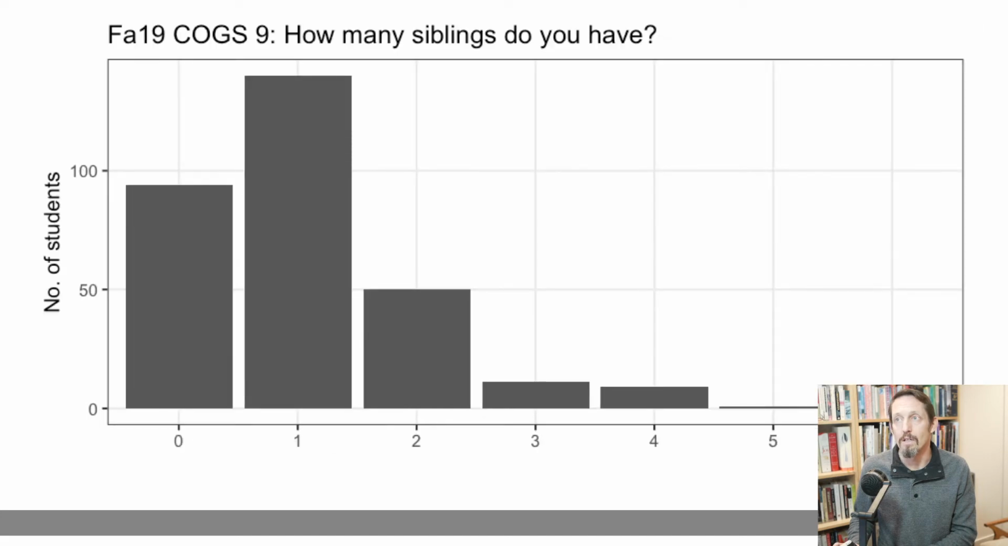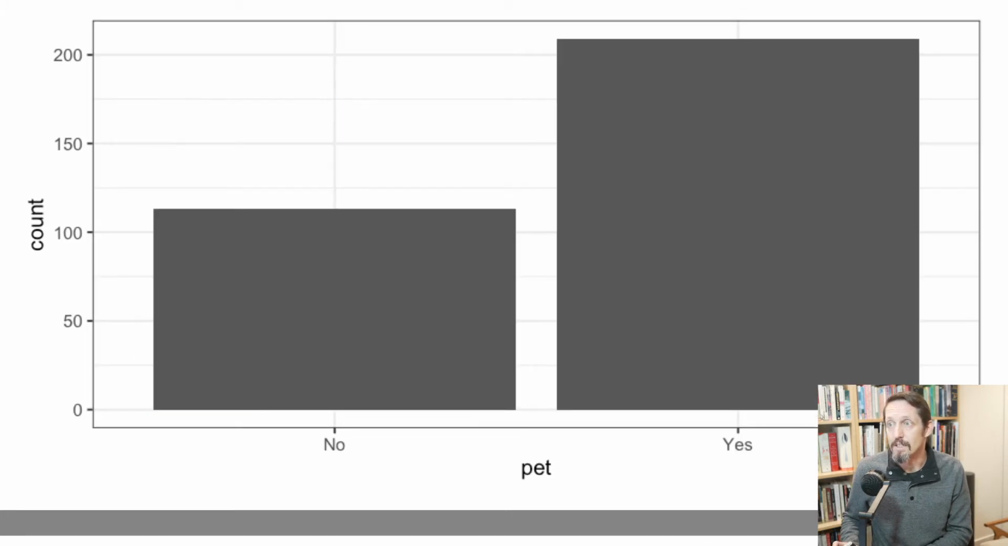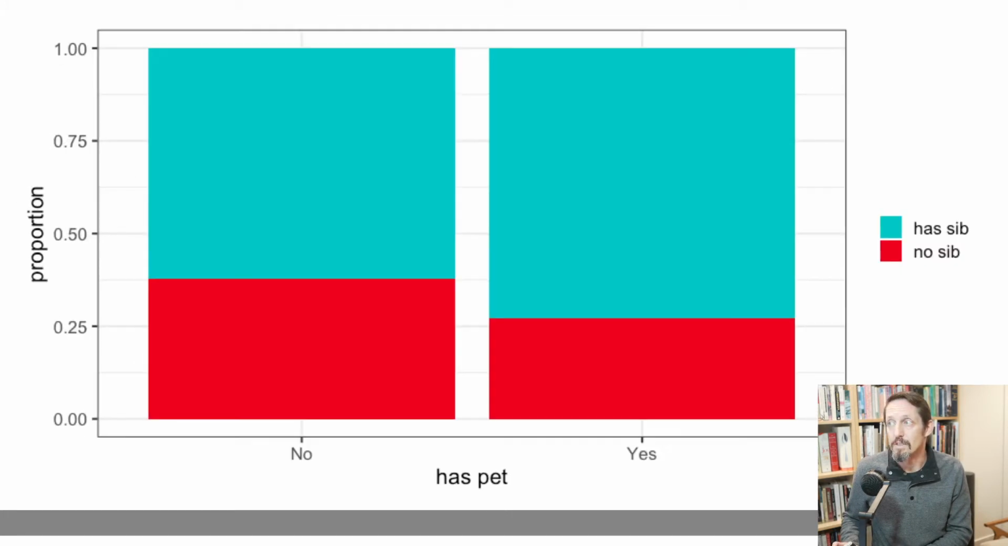Well, we can put the two together, okay? Do you have a pet? Yes, no. And you can color it by has 0 siblings in red or by has many siblings, or at least one sibling, in green. Blue. Aquamarine? Somebody say something. Y'all are so dead in the audience out there. All right. So, yes, indeed.